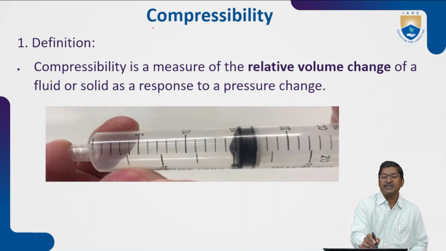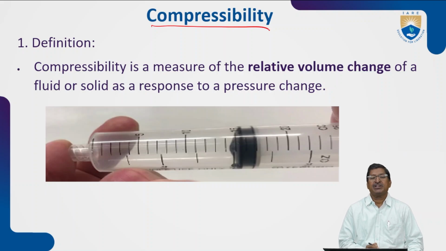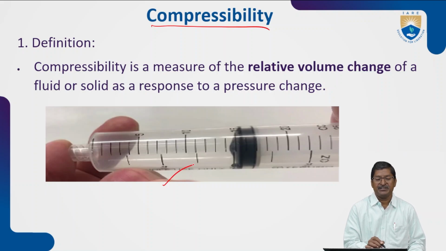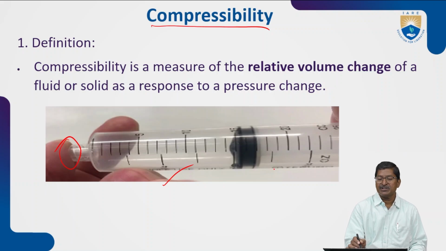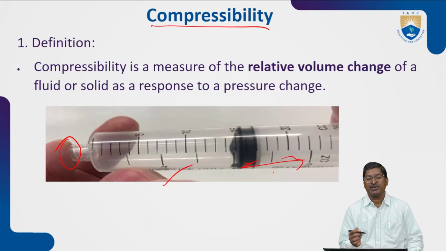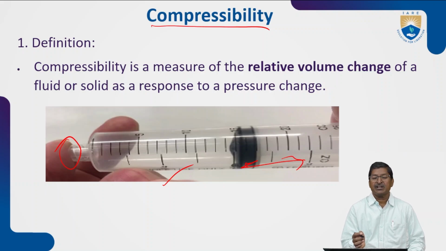Today we are going to deal with compressibility. You can see the figure here. It is a syringe. If you fill this with air, naturally it will stop here. Then if you compress it, it will be compressed a little distance. After that, it will not be compressed further for a given load value. That is called compressibility.